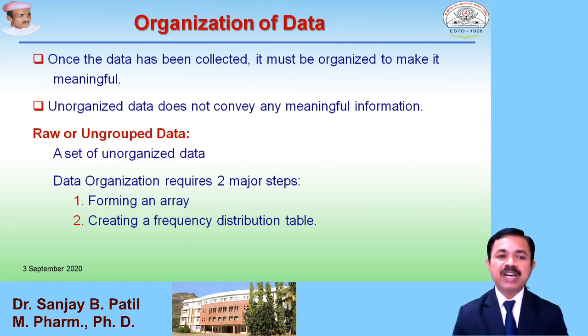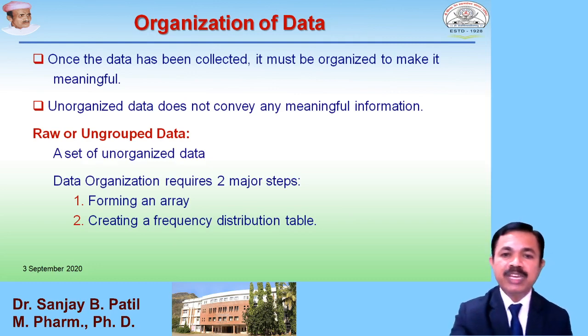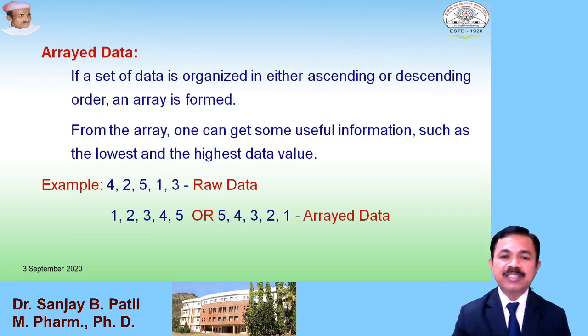To convert this unorganized or raw data into organized or arrayed form, there are two steps which are required to be followed for data organization. The first step is forming an array. What is an array? An array is nothing but the data which is arranged in ascending order or descending order. And the second step is creating a frequency distribution table. By following these two steps, we can organize the data systematically.